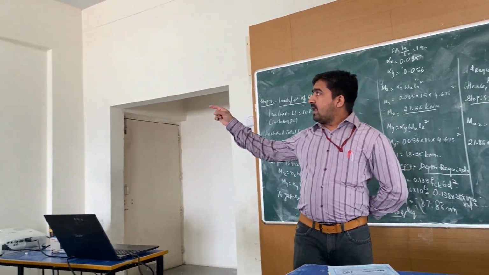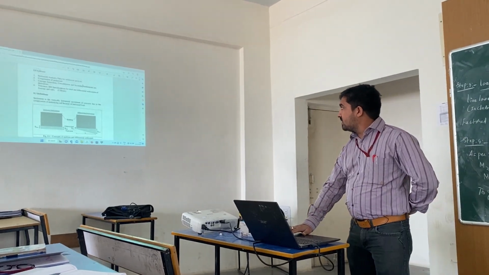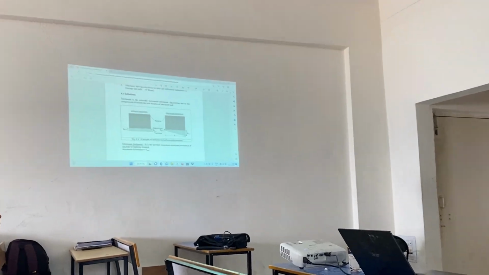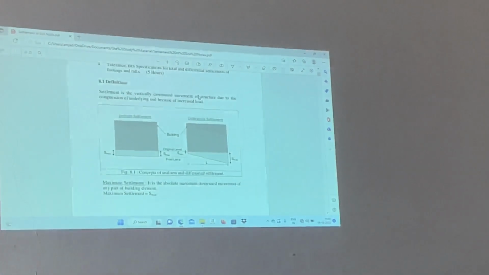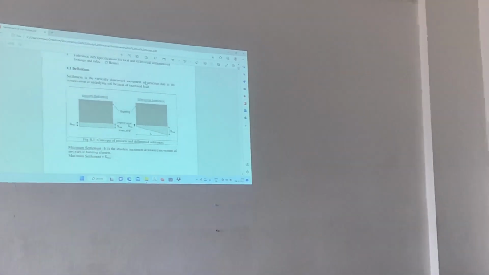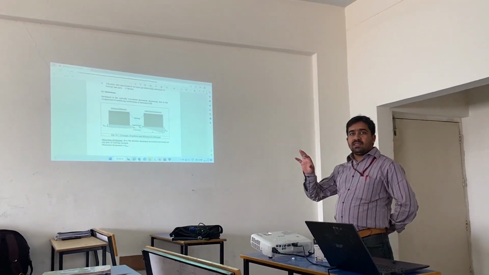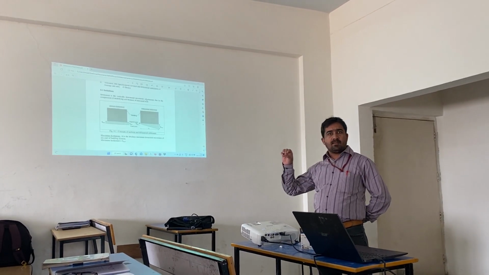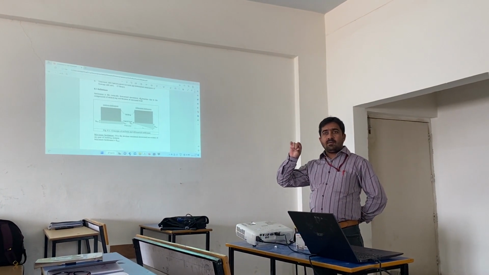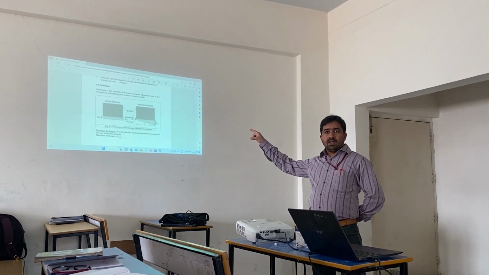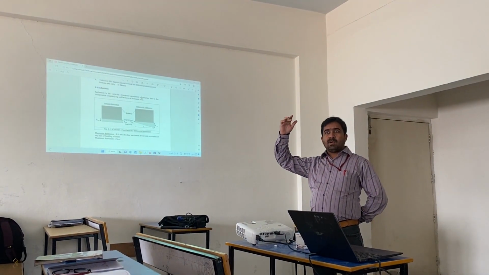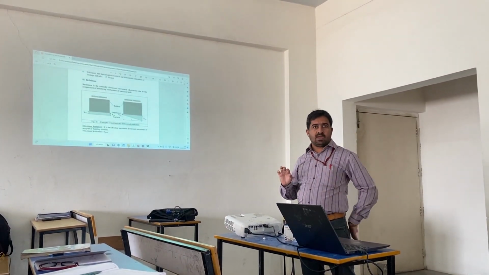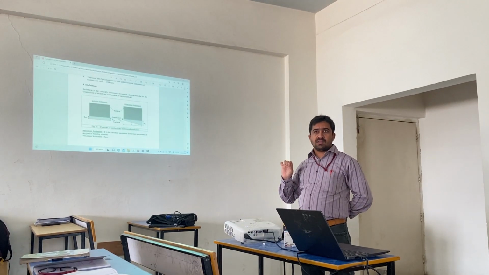Now, in that figure they have shown two cases. One is uniform settlement, another one is differential settlement. Under uniform settlement, the settlement of any type of structure, whether a residential building or a commercial building, will be uniform. That means whatever the parts, the beams and columns, are going to settle in a uniform way. There will be no variations.